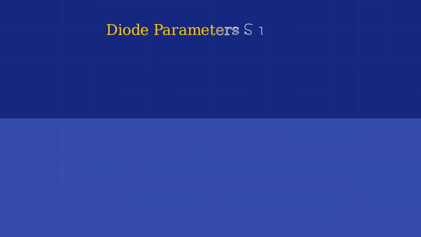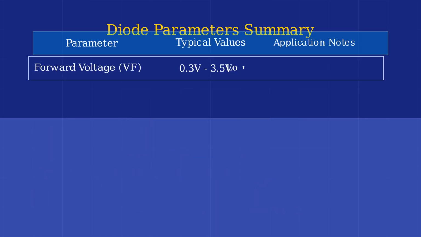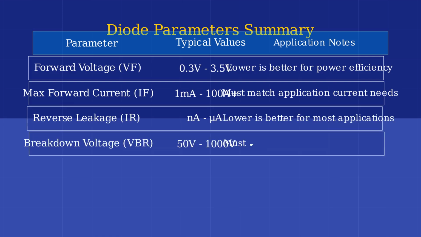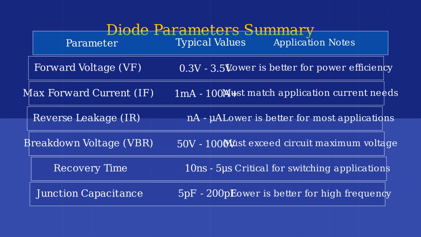Let's summarize the key diode parameters we've covered. These specifications are critical when selecting the right diode for your application. Understanding these parameters will help you select the right diode for your specific application, ensuring optimal performance and reliability.